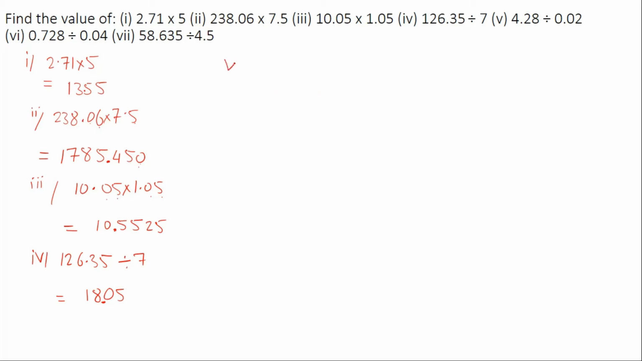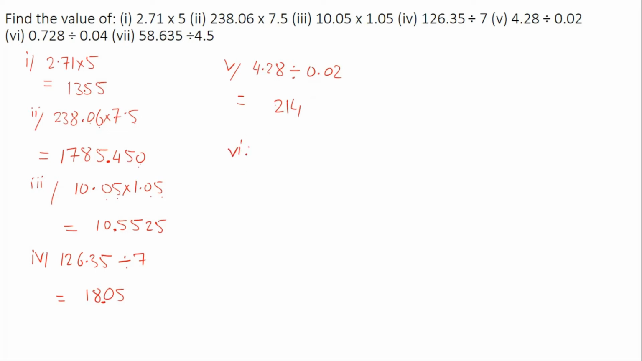Number 5. 4.28 is divided by 0.02. Simply divide it first. You will get 214, and this decimal will get cancelled.